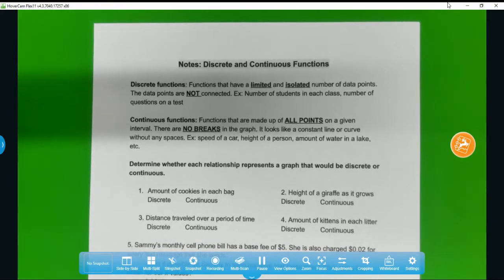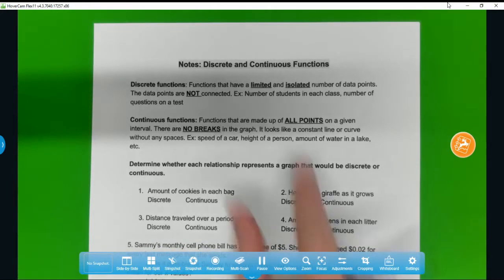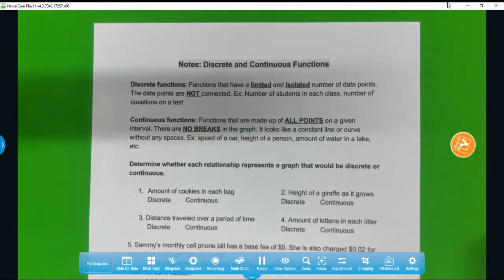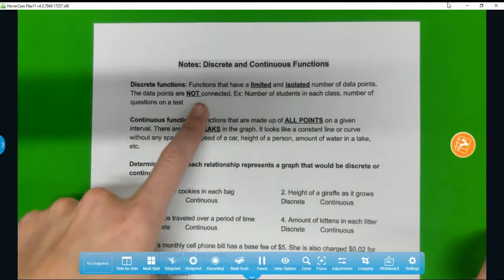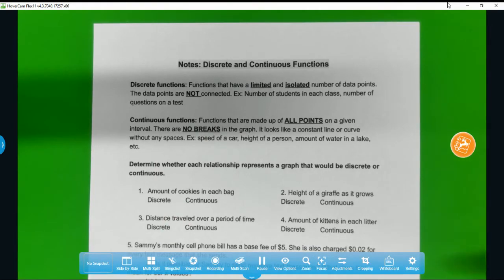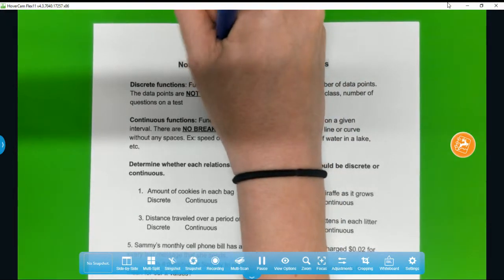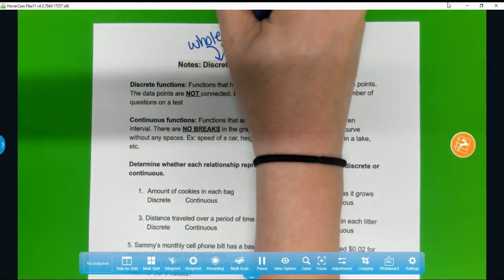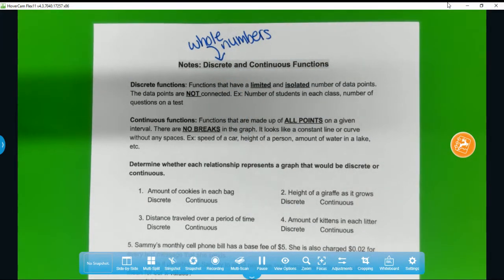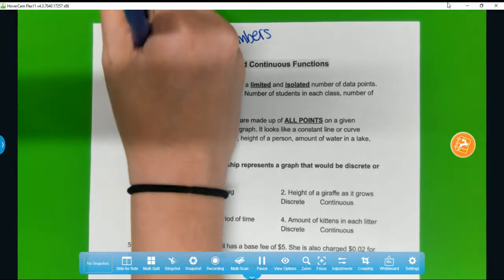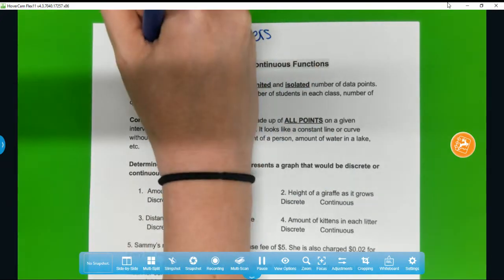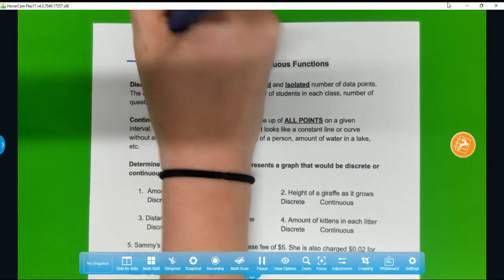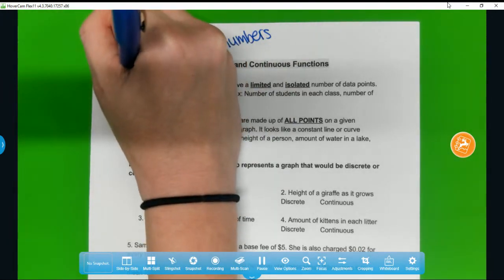and continuous functions. So a discrete function is a function that has a limited and isolated number of points. Your points on a graph are not going to be connected. For example, the number of students in each class, the number of questions on a test. Basically, discrete is going to be your whole numbers only. Okay, so you're only going to have whole numbers for discrete. On a graph, a discrete graph is just going to be points. They're not going to be connected.